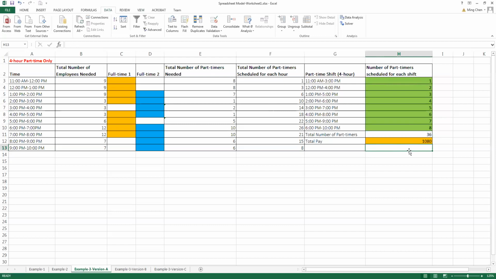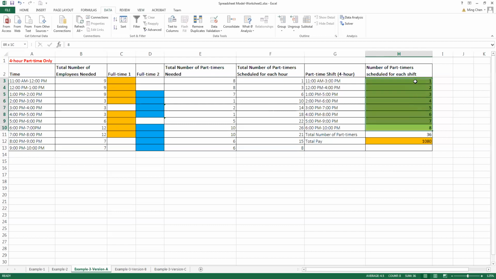So what is your objective? My objective is to make sure the total pay is minimized. Okay. I don't want to pay too much. I'm the restaurant manager. I want to make sure I have enough people, but not overstaffing. So that's why I need to make sure this number is smallest. So minimize the total pay. That's my objective.